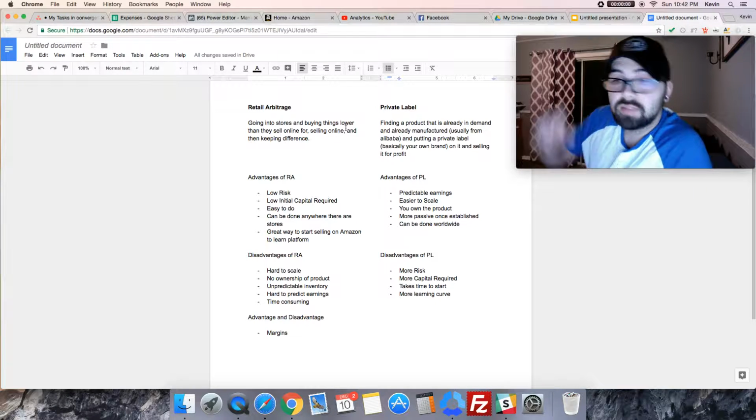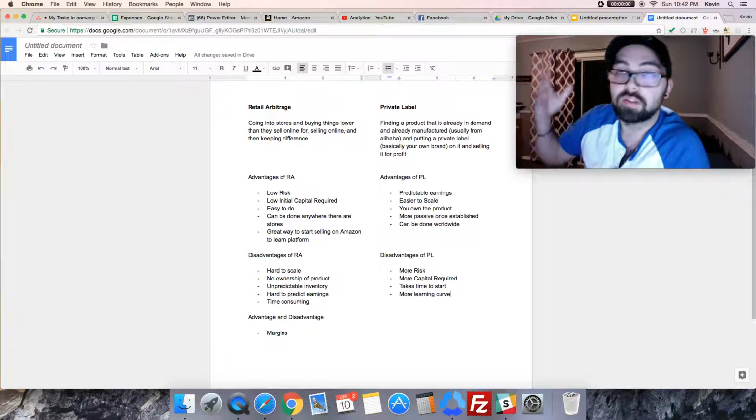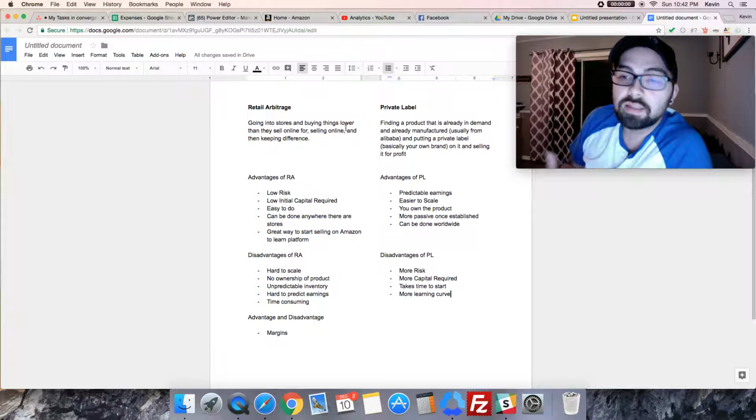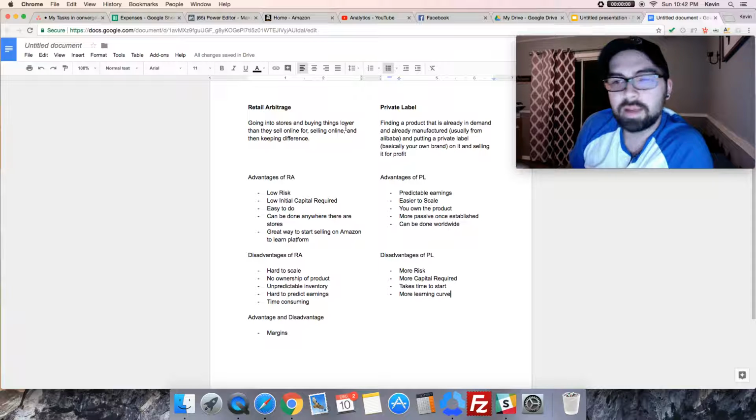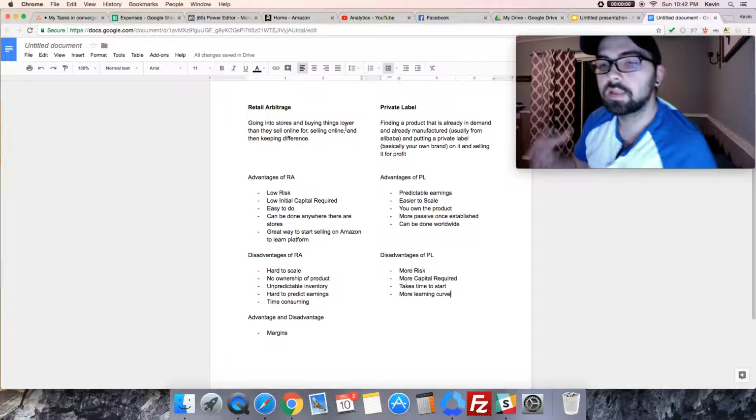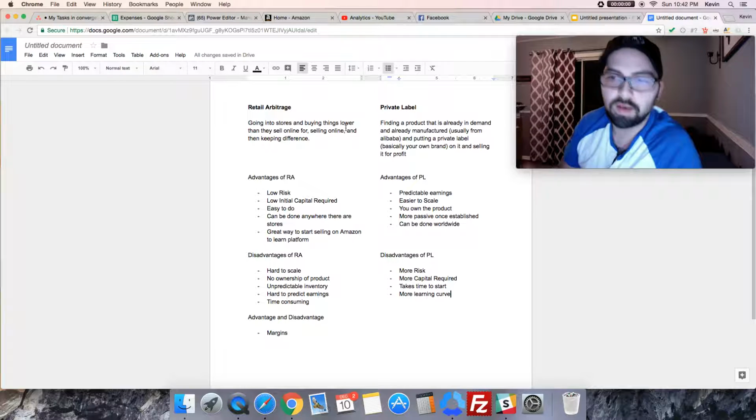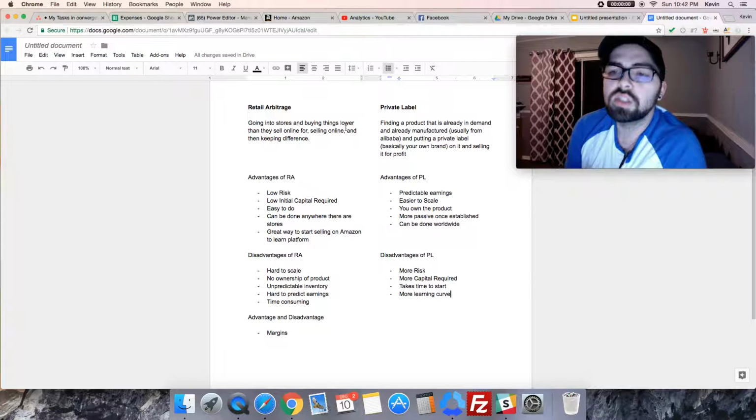It is more passive once it's established. I don't know this firsthand, but basically there's a lot of work up front. That came out totally wrong. There's a lot of work up front, and you have to do your research, find a good product, contact manufacturers, get samples, see if they're good, negotiate prices, get them to manufacture it, send it to Amazon, create the listing. There's a bunch of stuff up front.